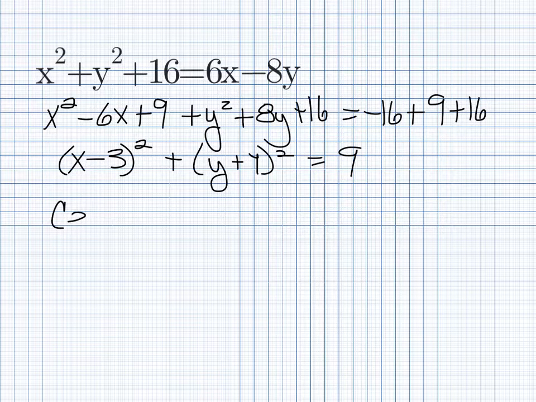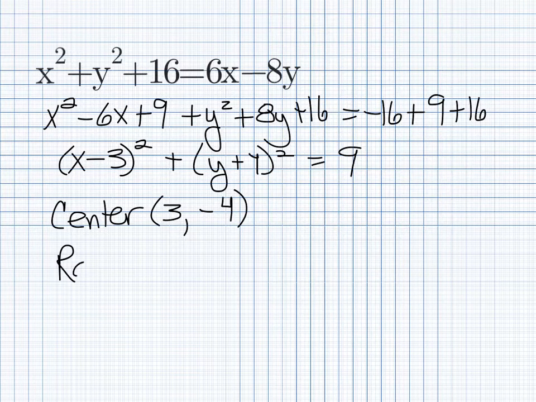Now we can read the coordinates of the center from the equation. The value being subtracted from x is the x-coordinate of the center, and the value being subtracted from y is the y-coordinate of the center. Since it says y plus 4, we're actually subtracting negative 4. So the center is 3, negative 4. The constant term, 9, is the square of the radius. So that means to get the actual radius, we take the square root of 9, which is 3.